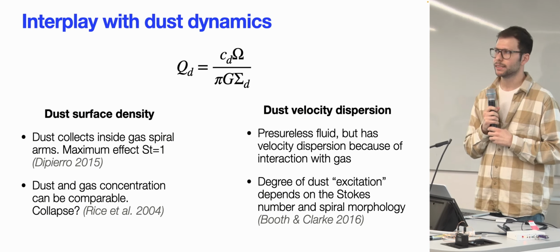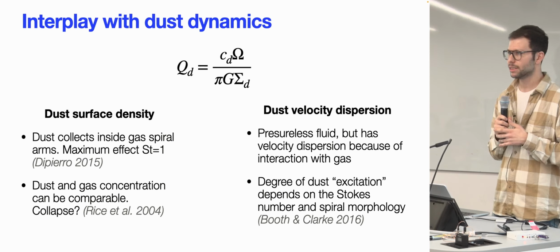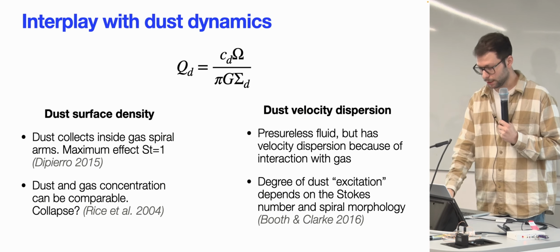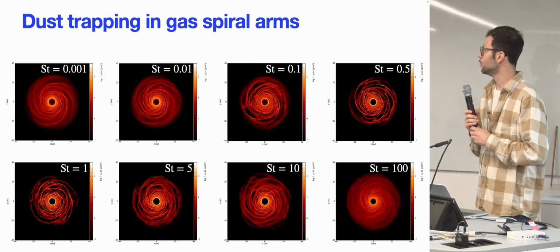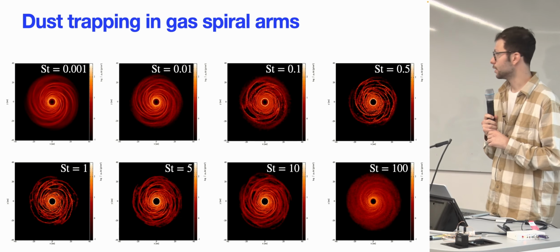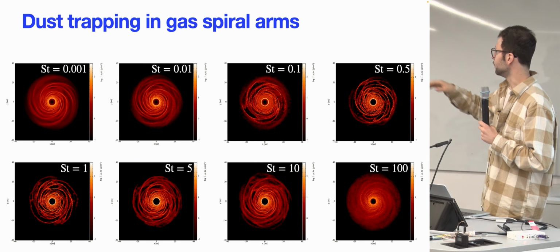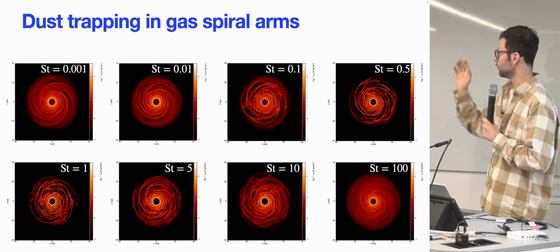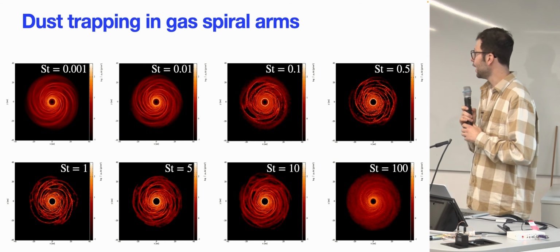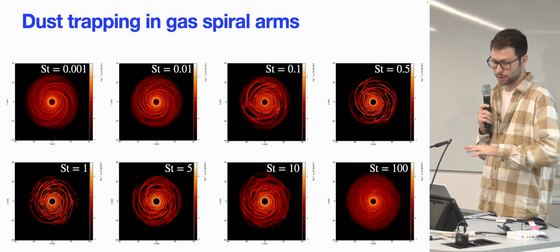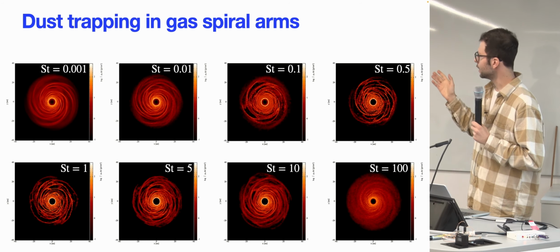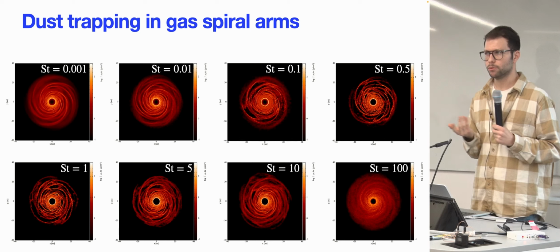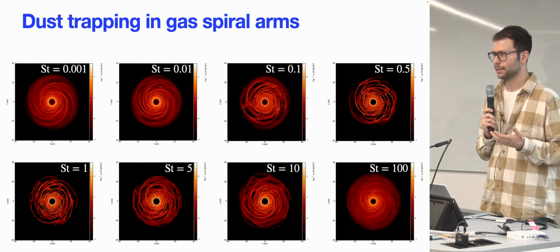And it has been shown in the past that it depends on the aerodynamical couplings, on the Stokes number, and also on the morphology of the spiral. So in this slide, I'm showing you the effect of dust trapping inside gas spiral arms. These are 8 snapshots of dust density for different Stokes numbers, ranging from 10^-3 to 100. For small Stokes numbers, 10^-3 and 10^-2, we see that dust is basically tracing the gas. So it is possible to observe spiral arms also in the dust density.